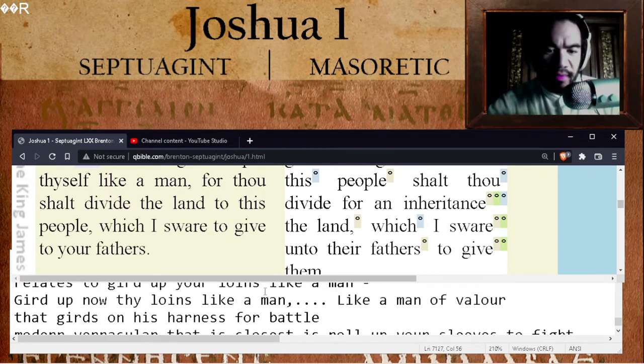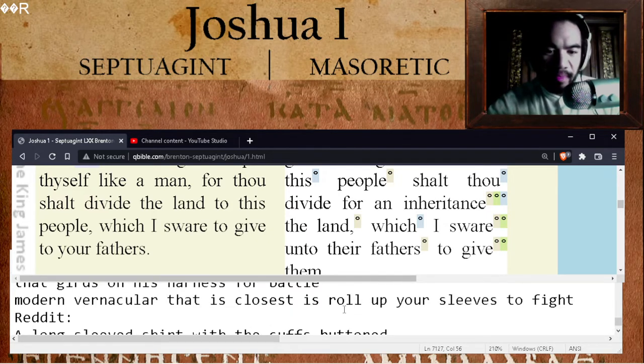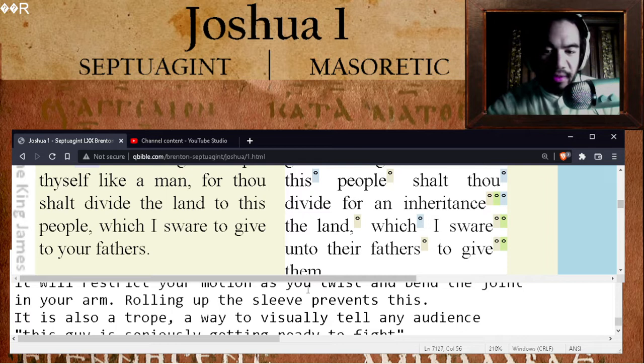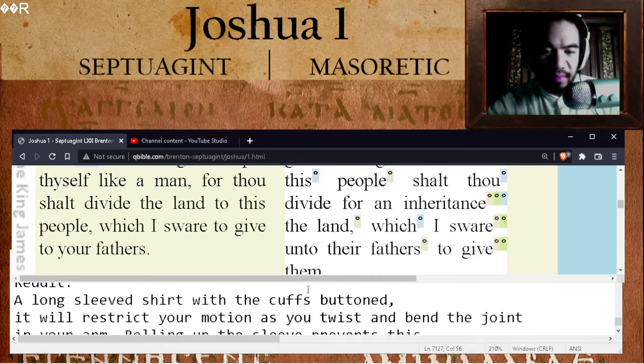So gird up now your loins like a man of valor, that girds on his harness for battle. So the modern vernacular that is closest to this is roll up your sleeves in order to fight. On Reddit, I read a comment saying a long sleeve shirt with the cuffs unbuttoned will restrict your motion as you twist and bend the joint in your arms. But if you roll up your sleeves, it prevents this.